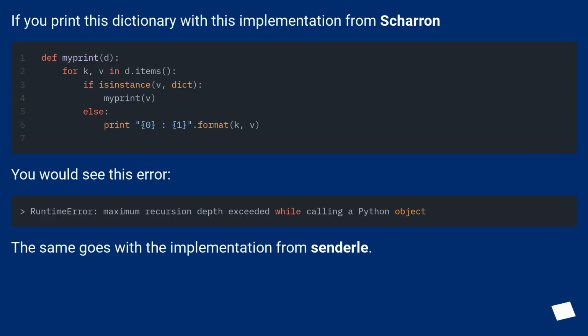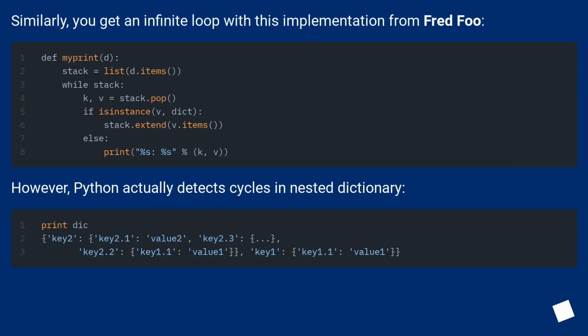If you print this dictionary with this implementation from Sharon, you would see this error. The same goes with the implementation from Central. Similarly, you get an infinite loop with this implementation from Fred Fu.